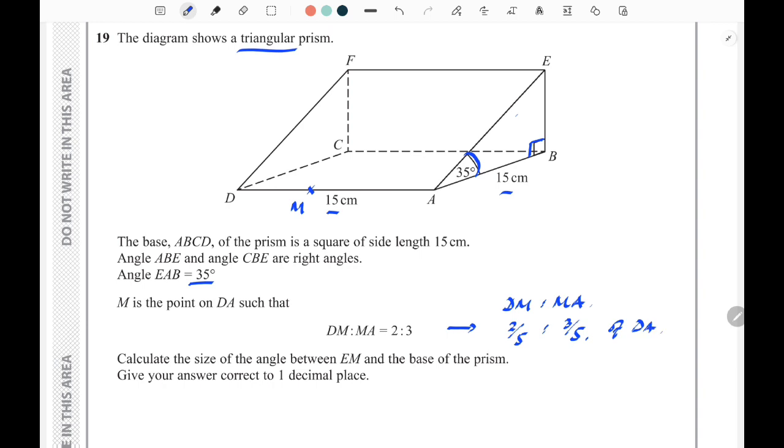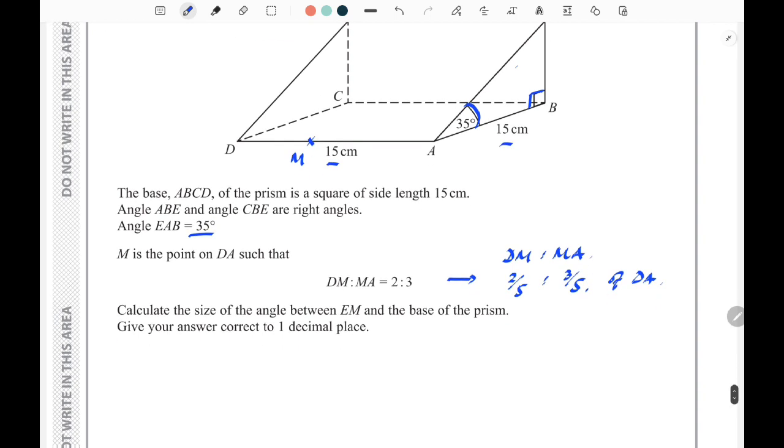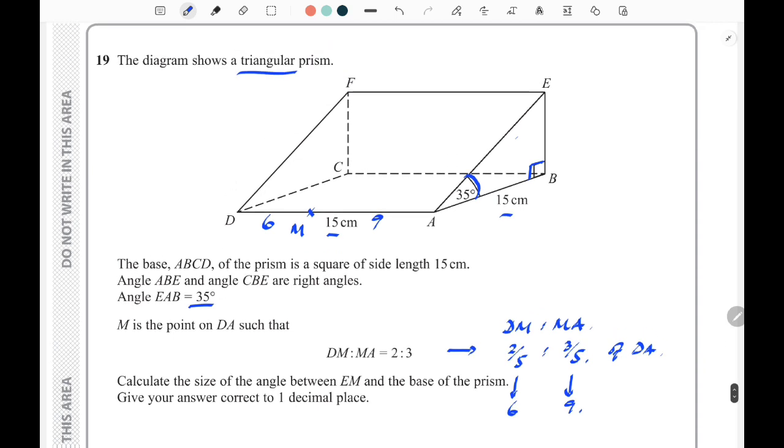Okay, so if we apply that, because the length of DA is 15, that gives us 2/5 of 15 is going to be 6, and the other one is going to be 9. So we have lengths of 6 and 9, all right? And that's going to come in useful. And we're going to label the height of this prism, EB, as H.